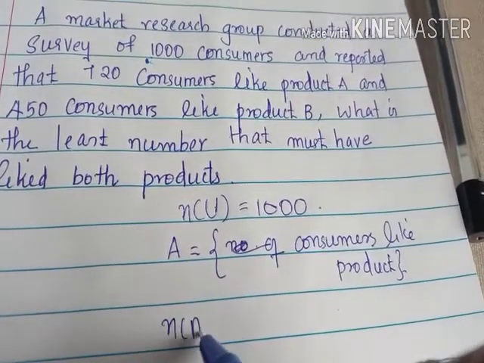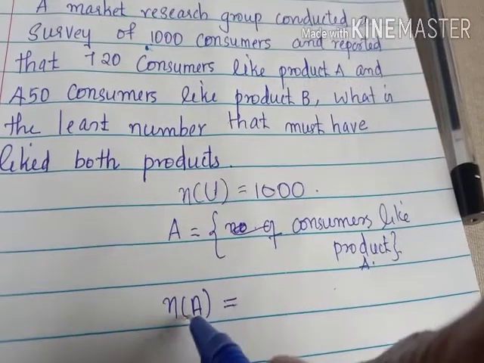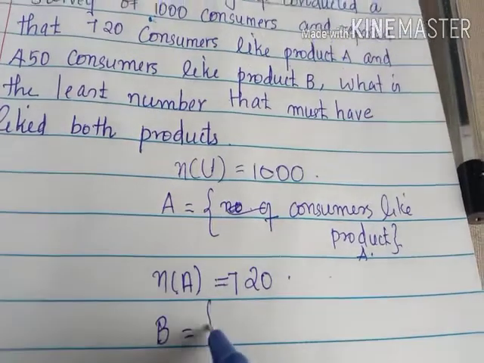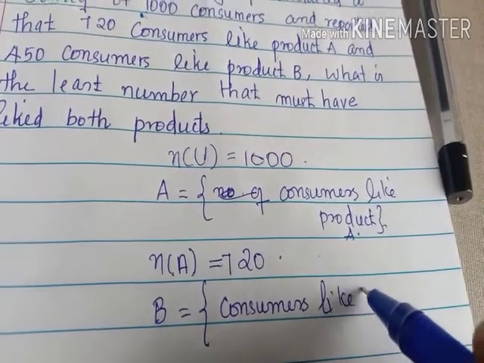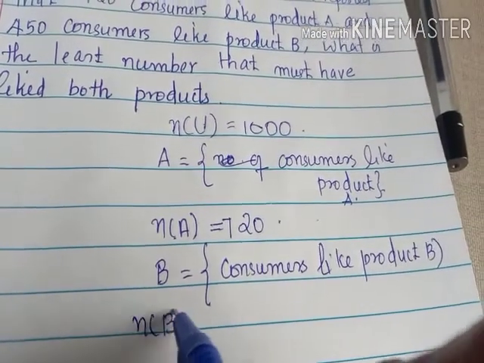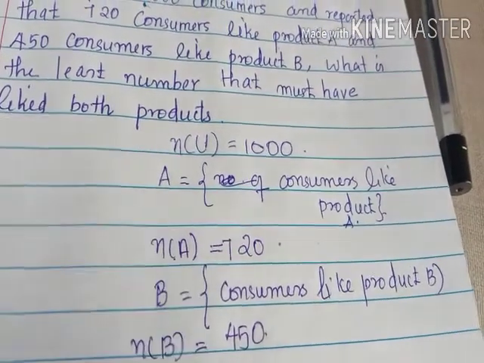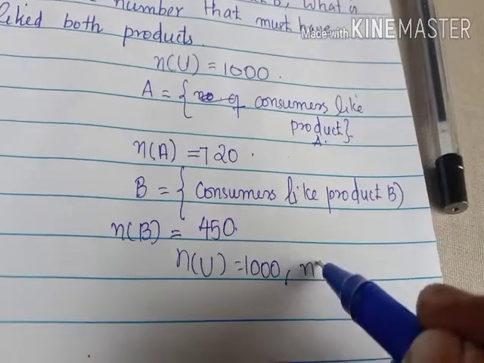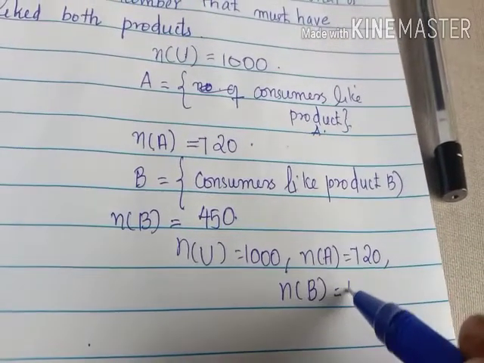So what is n of A? The number of consumers who like product A is 720. Now define the set B. B is the set of consumers who like product B. So what is n of B? N of B means the number of consumers who like product B. It is 450. So we have three data: one is n of U equal to 1,000, second, n of A equal to 720, and third, n of B equal to 450.